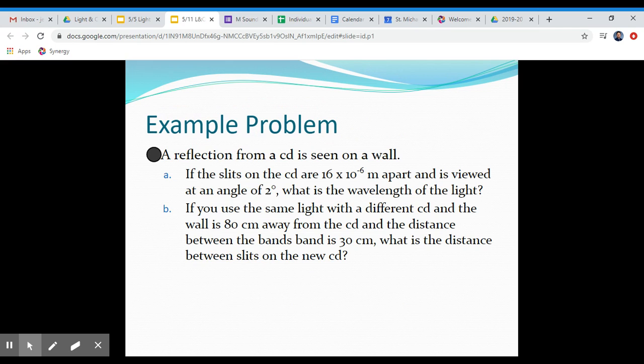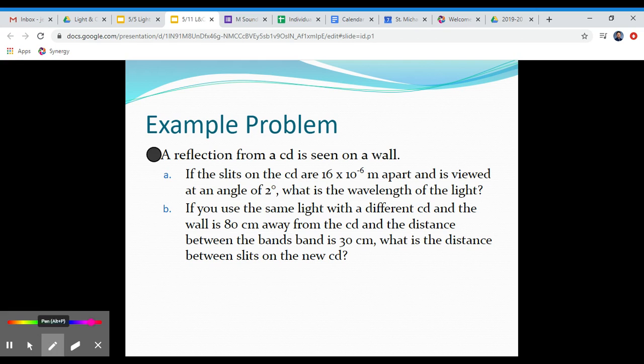So here's an example problem. A reflection from a CD is seen on a wall. So this would be another common example. If CDs are relevant anymore, I don't know if you guys even own CDs. We're kind of in the digital age now. But if the slits on the CD are 16 times 10 to the negative 6th, and to be honest, that's poor scientific notation, that should be 1.6 instead, but that's okay. 16 times 10 to the negative 6 meters apart, and is viewed at an angle of 2 degrees. What is the wavelength of this light?